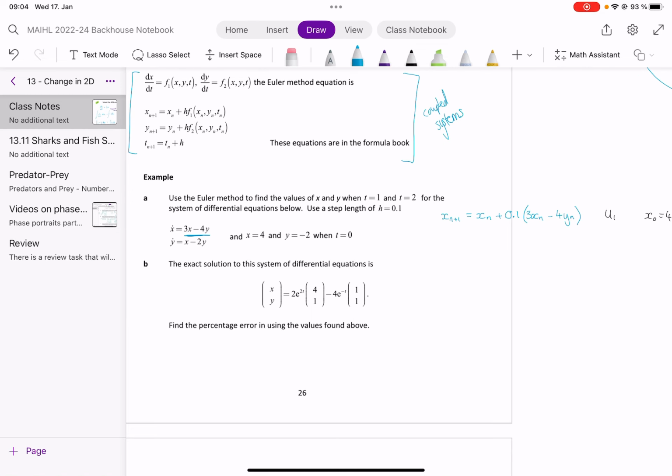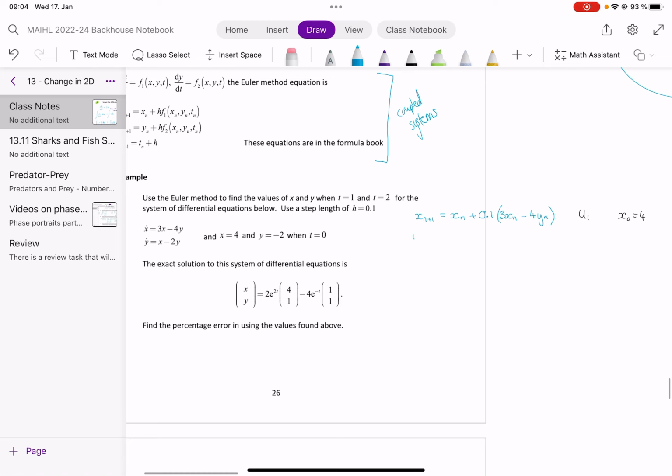Okay, and then we go through and we do the same thing for yn plus 1. So yn plus 1 is the previous y value plus 0.1 times, okay, I'm just reading off dy by dt, it's xn minus 2yn. I'm going to put this into U2 on the sequence app, and y0 is negative 2. And then finally, we need a function that keeps our time variable ticking over, and that is going at 0.1. I'm going to put this in U3, and the initial time is 0.